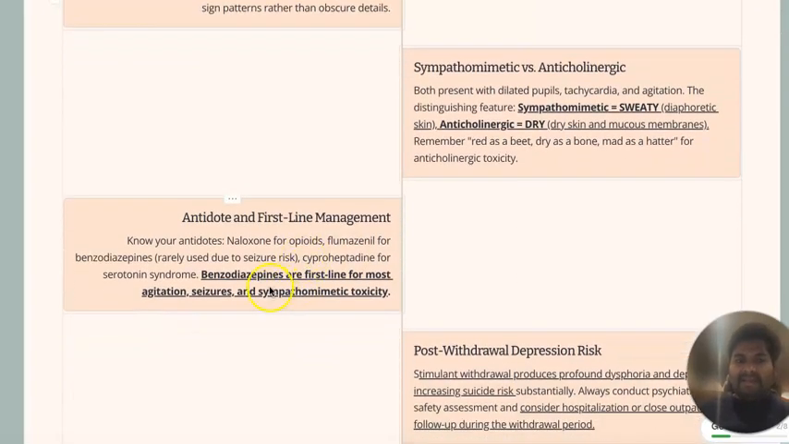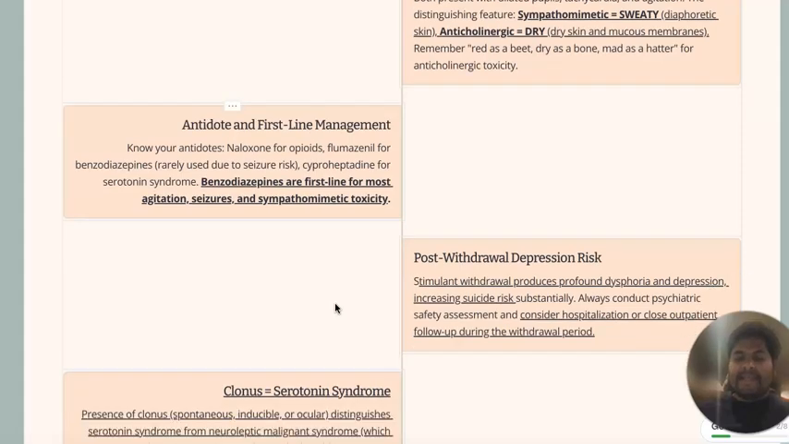Another clinical point is that benzodiazepines are first line for agitation, seizures, and sympathomimetic toxicity. So this is also important. If the person is taking cocaine, amphetamine, and has all the features, and I have to choose one drug, then most of the time it's benzodiazepines because it helps to calm down the patient.